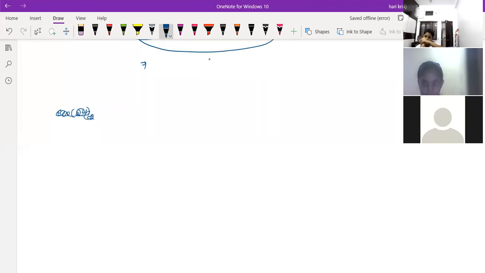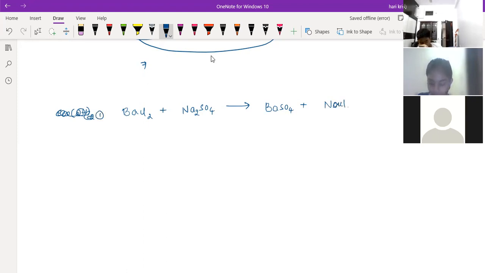Okay. See. BaCl2 plus Na2SO4 will produce BaSO4 plus NaCl. Balance this equation. Sir, NaCl is sodium chloride, right, sir? Yeah, NaCl is the sodium chloride.